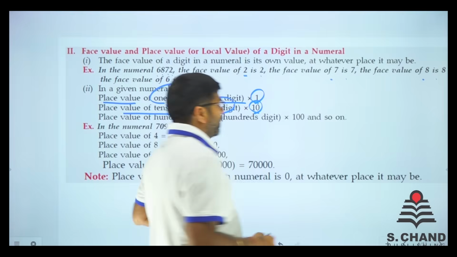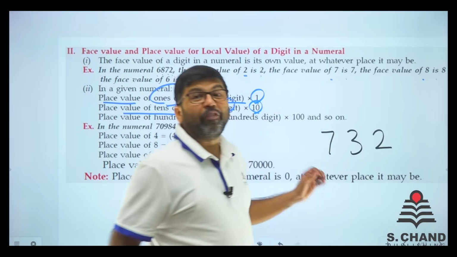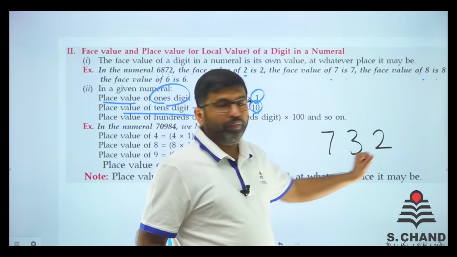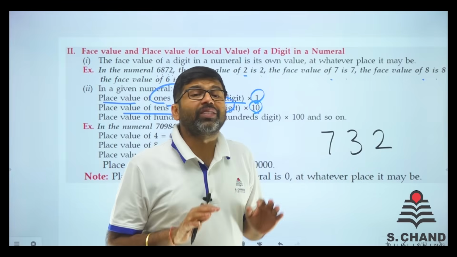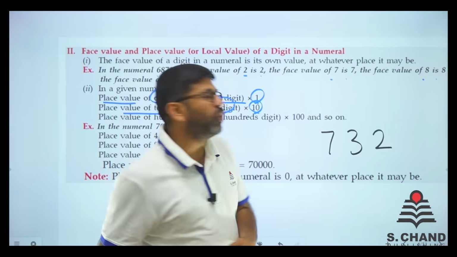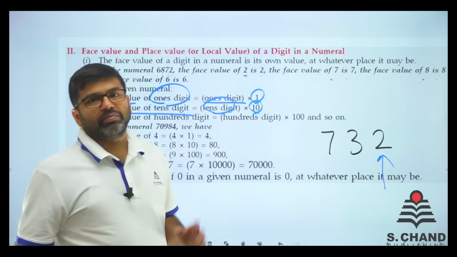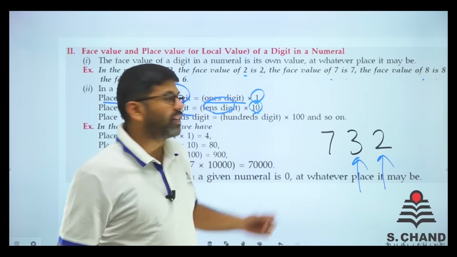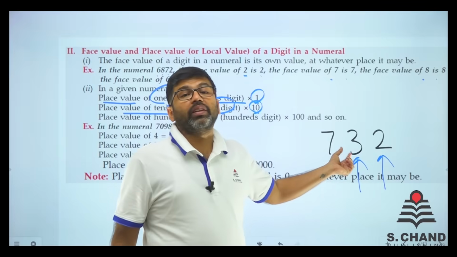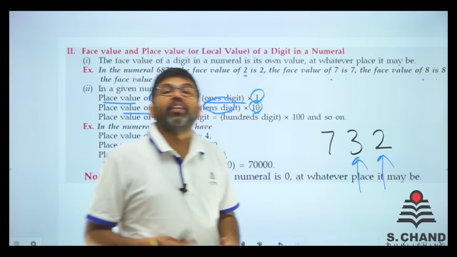Say for example, if I say 732. So the face value of this 2 is 2, this 3 is 3 and 7 is 7. So this is the face value. Then what is place value? This 2 into 1, that is 2. This 3 into 10, that is the place value of 3 is 30 and place value of 7 is 700.